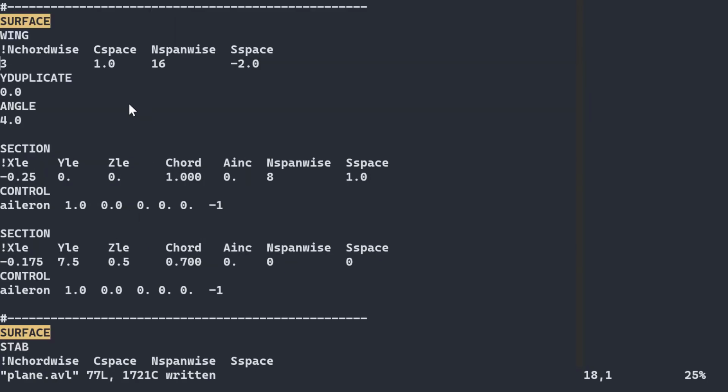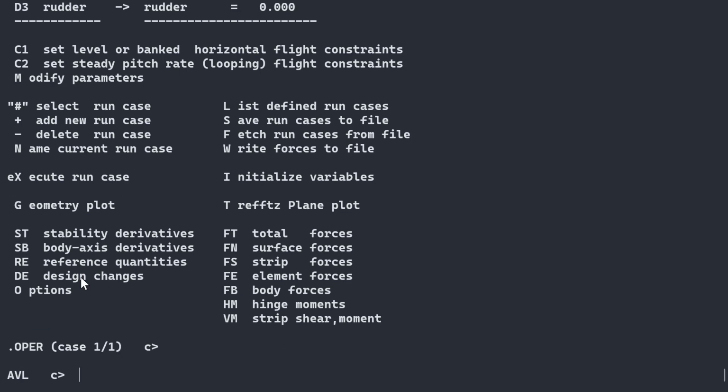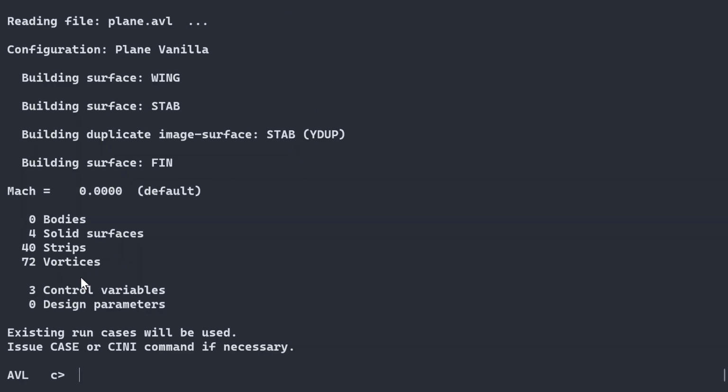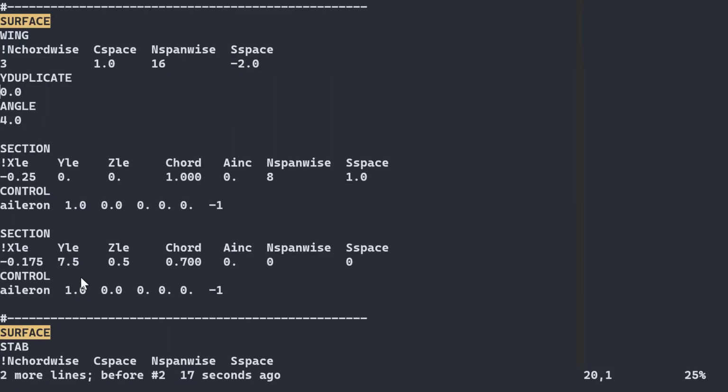So go back to this. Y duplicate is a keyword that basically tells me the wing is symmetric. So if you have a Y duplicate over here, you only need to provide cross sections for half of the wing, right? As opposed to if you don't have Y duplicate: if I get rid of this and save the file, and go back to load plan.avl and plan.g, you get only half of the wing, right? As opposed to the full wing. All right, so let's get my Y duplicate back.